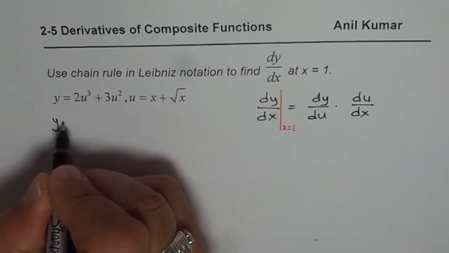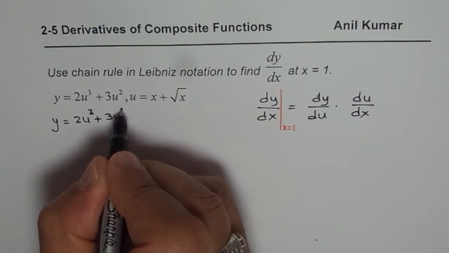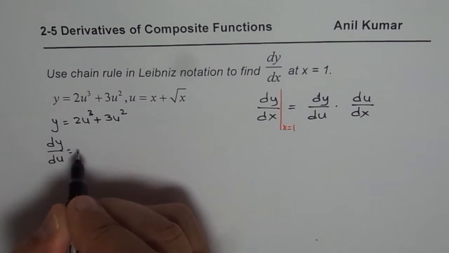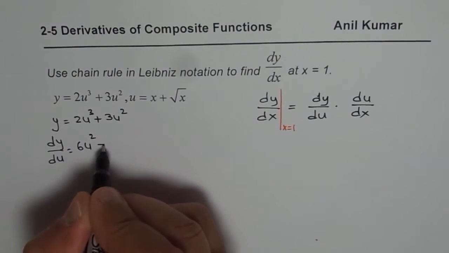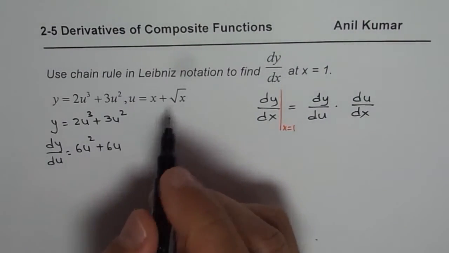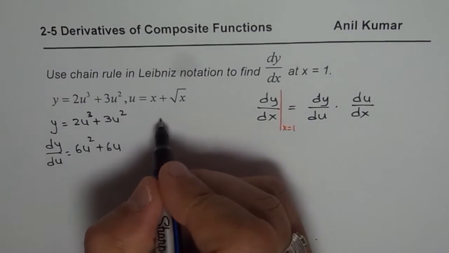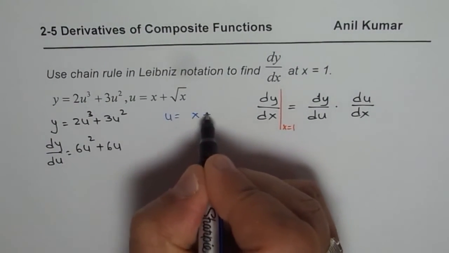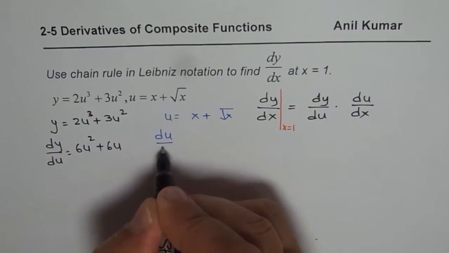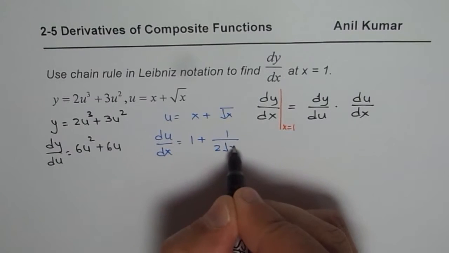So we have y equals 2u cubed plus 3u squared. So dy/du is equal to 2 times 3 is 6u squared plus 6u. On the other hand, u is equal to x plus square root of x. So we can say du/dx is 1 plus 1 over 2 square root of x.